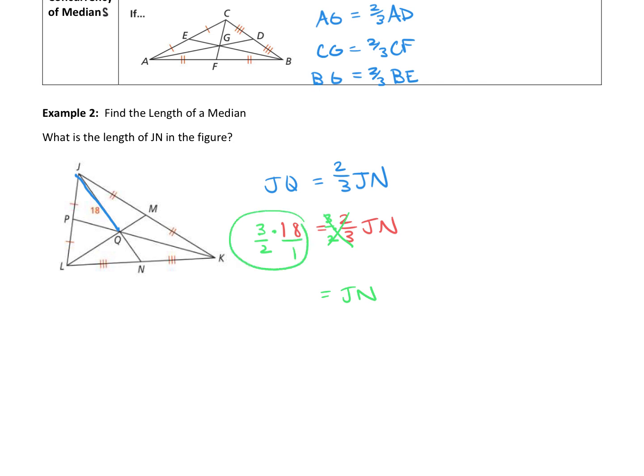Let's put that 18 over 1. And then we just multiply. Numerators 18 times 3 is 54. 2 times 1 is 2. And so we'll go ahead and divide 54 by 2, and we find that JN is equal to 27.